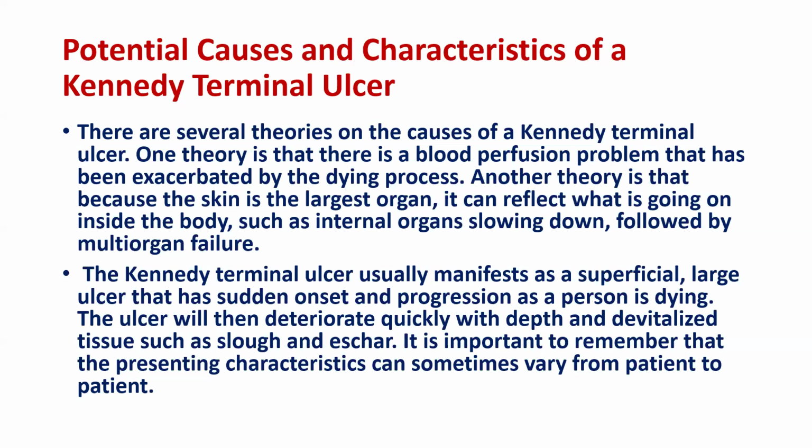The Kennedy terminal ulcer usually manifests as a superficial large ulcer that has sudden onset and progression as the person is dying. The ulcer will then deteriorate quickly with depth and devitalized tissue such as slough and eschar. It is important to remember the presenting characteristics can sometimes vary from patient to patient. The most important is the location of the ulcer. It's a sacral ulcer, and the timing is usually in the last 7 to 14 days of life.